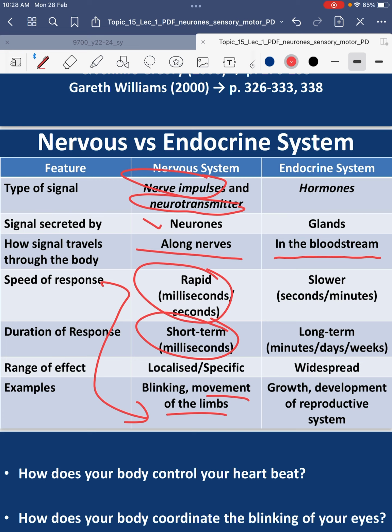And the range of effect is very localized, meaning it's very specific areas. If it's only for the eye, then it's only for the eye. If it's only for the upper limb, it's only for the upper limb. Very specific area as compared to the endocrine system, which is very widespread.